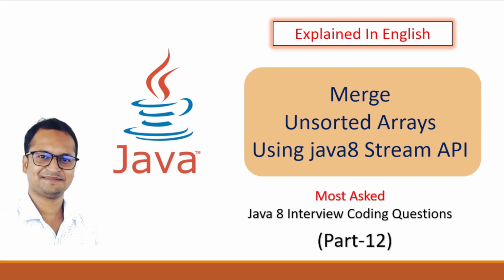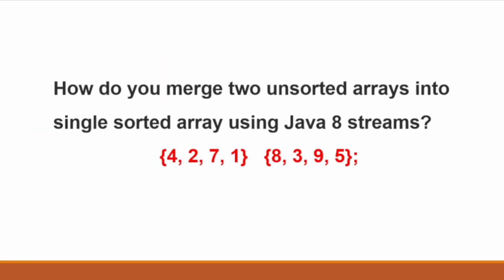Today I am going to cover another question related to Java 8 Stream API. Currently I am going to take a question related to merging arrays. We have been provided two arrays which we have to merge, but we have to keep in mind that we don't need to use any particular legacy method. What we have to use? We have to use only the Java 8 Stream API.